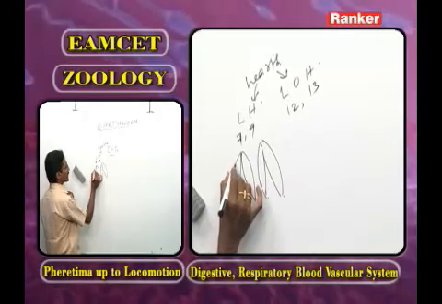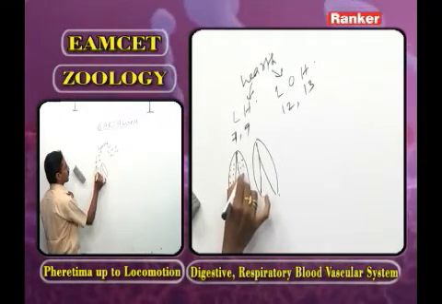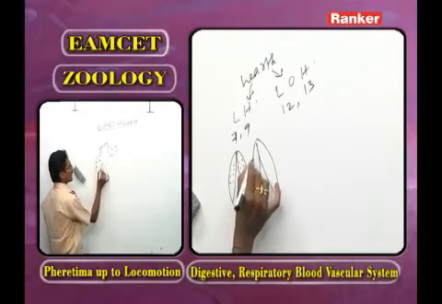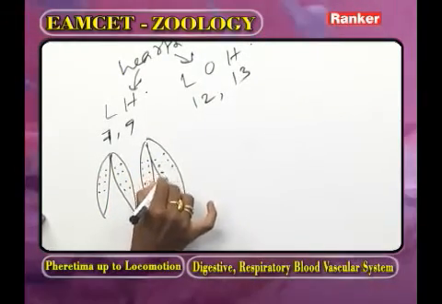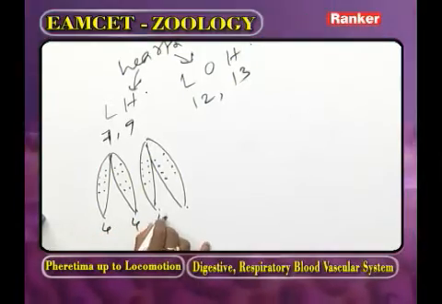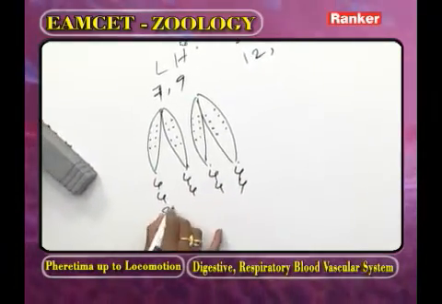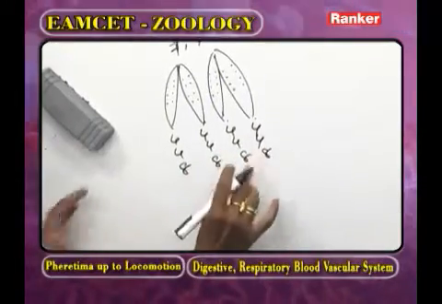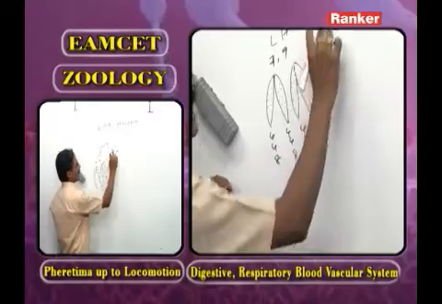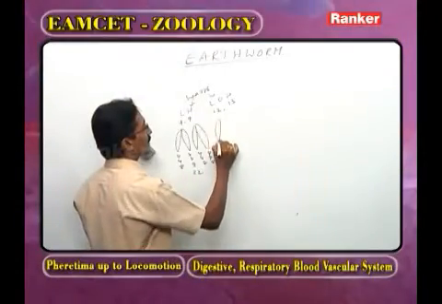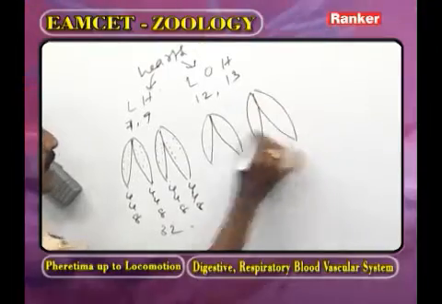Now, in each lateral heart, how many valves are present? Four pairs of valves are present. That is 8, 8, 8, 8. Four into 8, how many valves are present? 32. Now, what about the lateral esophageal hearts? In the 12th segment, one pair. In the 13th segment, one pair.